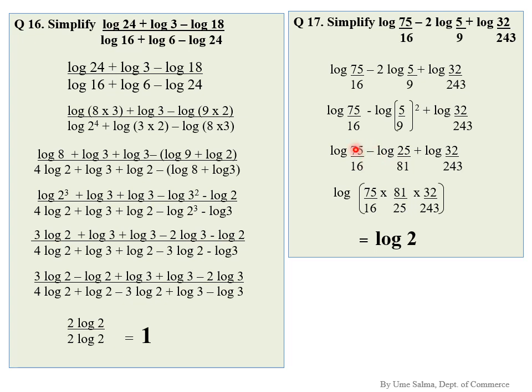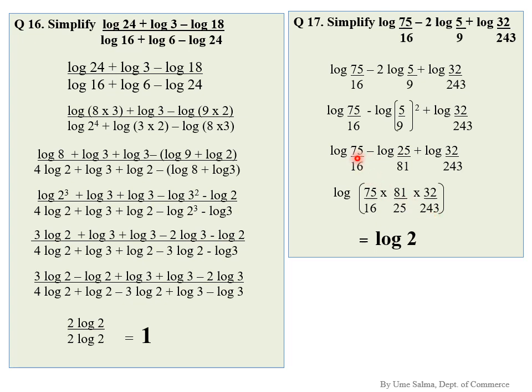So now what you get is log 75 by 16 plus log 81 by 25. You are taking the reciprocal. Note this step clearly. Plus this log 32 by 243. Now because you have taken the reciprocal, you have all the terms as plus. So now you can easily apply the multiplication law, which is log of a plus b plus c can be written as log a into b into c. You can take the product of the terms.